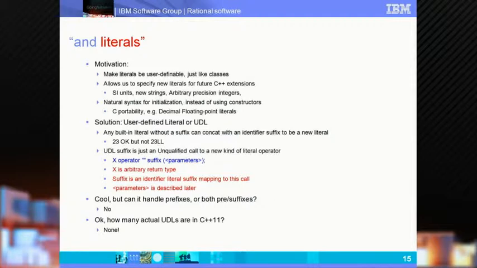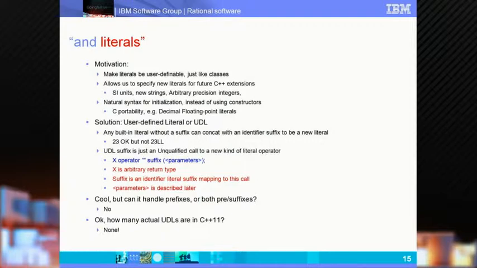Okay? So cool. Can it handle prefixes, or both prefix and suffix? No, it can't. Okay? So it isn't going to be able to reproduce something like a hexadecimal floating point literal, where you have both prefix and suffix. It's not going to be able to do a binary the way you would if you were to put it as a suffix. Okay, it could do it as a prefix. It could do it as a suffix, and I'll show you how I've done that.